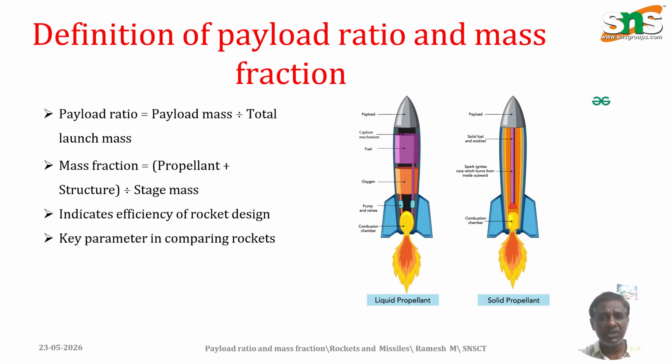Multi-stage rockets help improve both the payload ratio as well as the effective mass fraction by discarding the empty stages during flight, thereby reducing the dead weight and increasing the acceleration efficiency. These parameters are fundamental in the design and analysis of launch vehicles, ballistic missiles, and space transportation systems because they determine the rocket's ability to deliver payloads into orbit or deep space trajectory.